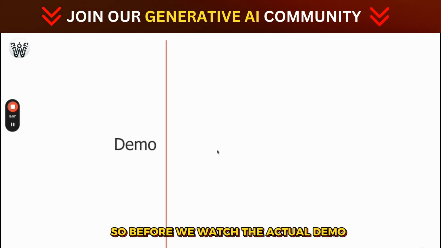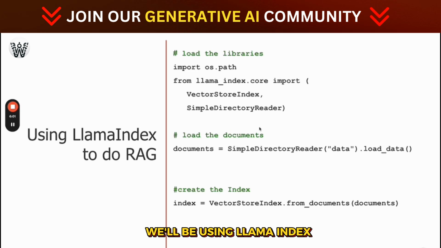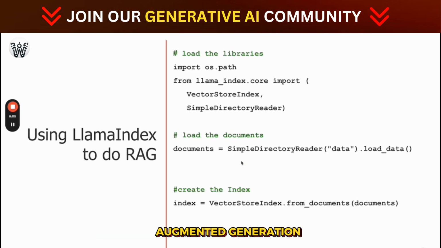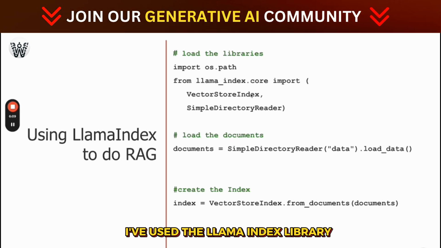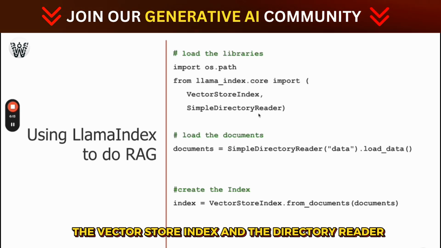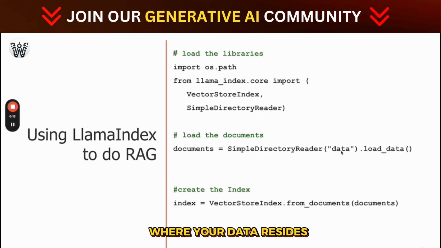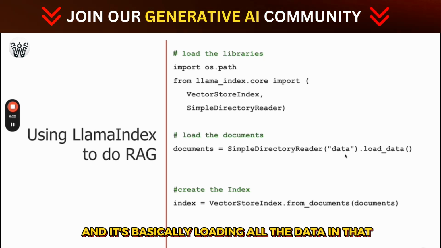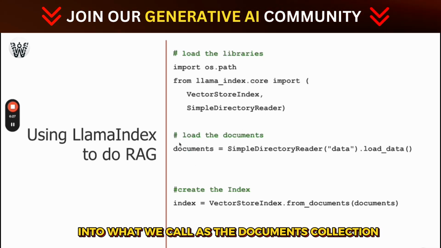So before we watch the actual demo, let me take you through the pseudocode step by step. We'll be using Llama Index in this particular example to do Retrieval Augmented Generation. And as you can see here, I've used the Llama Index library. I've imported a couple of modules, the vector store index and the directory reader. So the first step is reading your directory where your data resides, which is a simple function call. And it's basically loading all the data in this directory called data into what we call the documents collection.